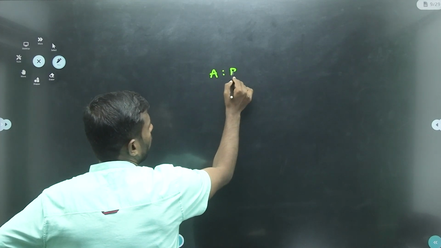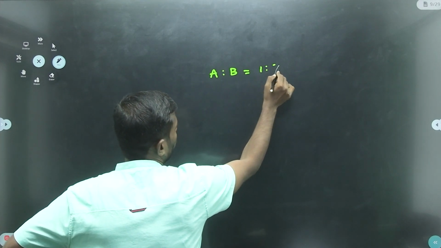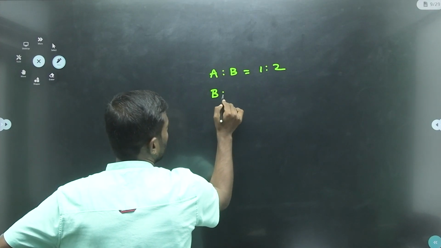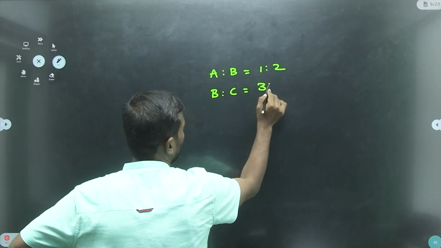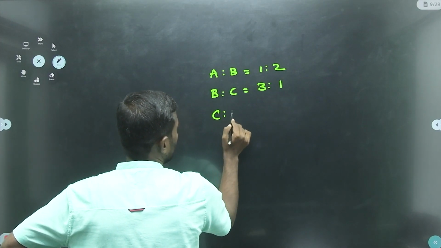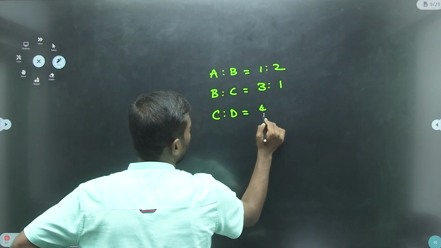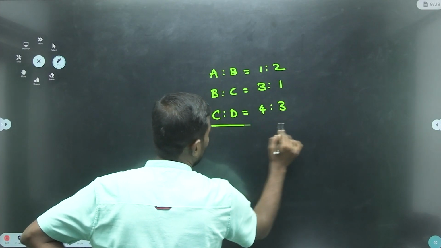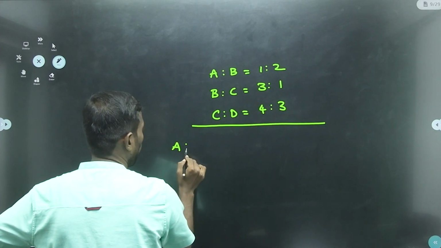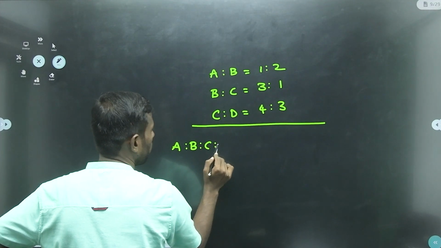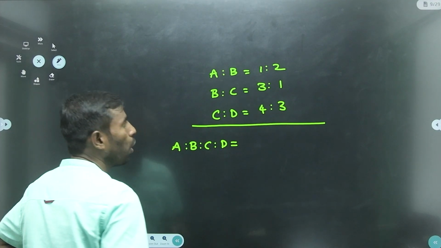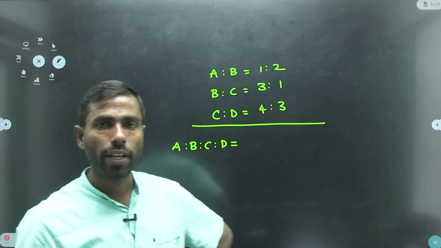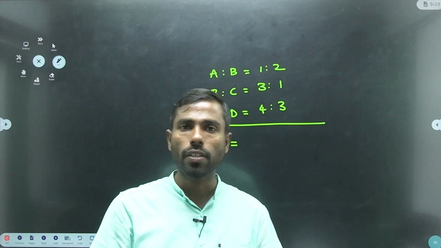A ratio B is equal to 1 is to 2. B ratio C is equal to 3 is to 1. C ratio D is equal to 4 is to 3. Find out the ratio of A is to B is to C is to D.